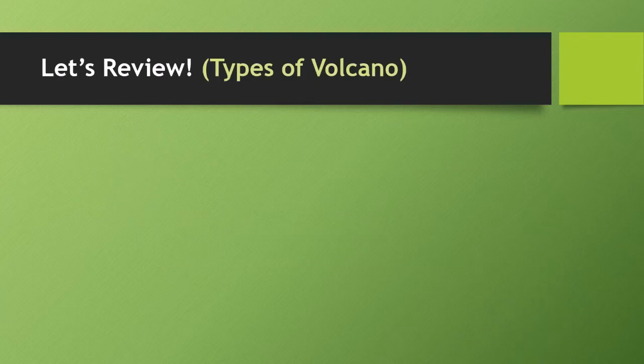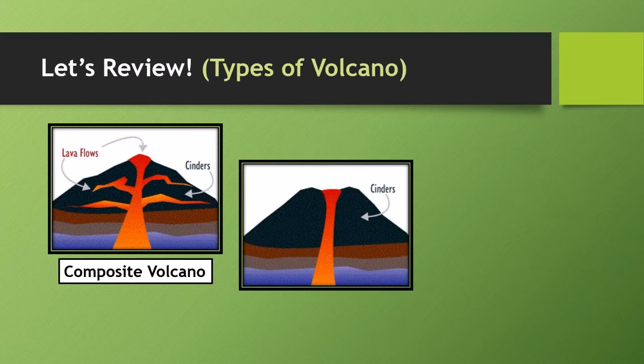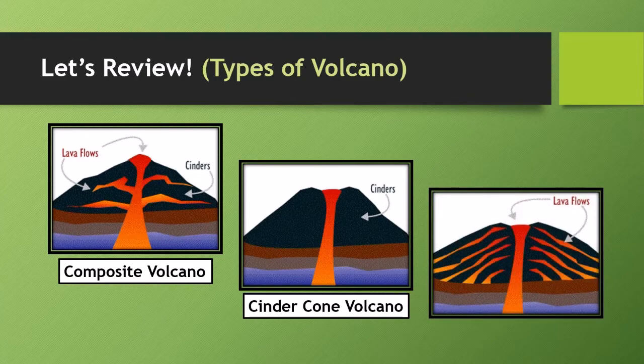But before we move on to our main topic, let us first have a review of the types of volcano according to shape. Can you guess what type of volcano is this? Good. This is a composite volcano or a stratovolcano. How about this one? Nice. This is a cinder cone volcano. And how about the last picture? Good. This is a shield volcano. Again, the three types of volcano are composite, cinder cone, and shield volcano.